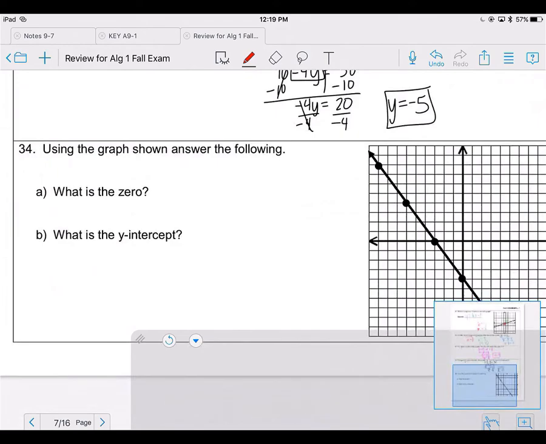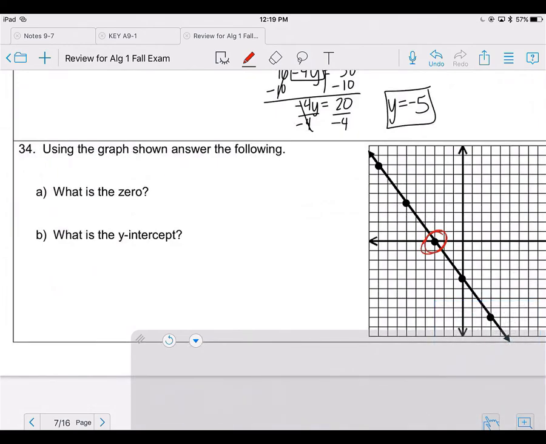34 is asking me for the zero. Remember, the zero is where it crosses the x-axis. Zero is a fancy word for x-intercept. So the zero is (negative 3, 0), or you could also just see it as the number negative 3. And then the y-intercept is where it crosses the y-axis down at (0, negative 4).